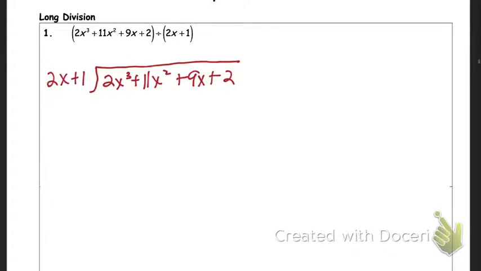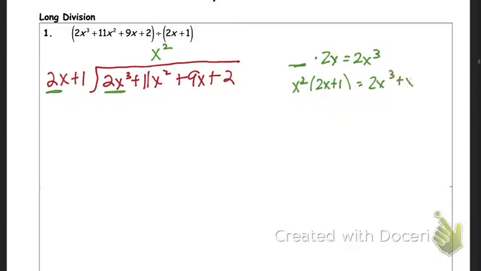So when you are doing this, what you're trying to figure out is you're just looking, by the way, at the first terms only. So you're trying to figure out what times 2x will give me 2x cubed. It's going to be x squared. So I write x squared up here. And then I'm going to multiply x squared times 2x plus 1. You might be able to do some of this in your head, and that's fine, but be very, very careful. It's easy to make mistakes on this one. So when I do x squared times 2x plus 1, I get 2x cubed plus x squared.